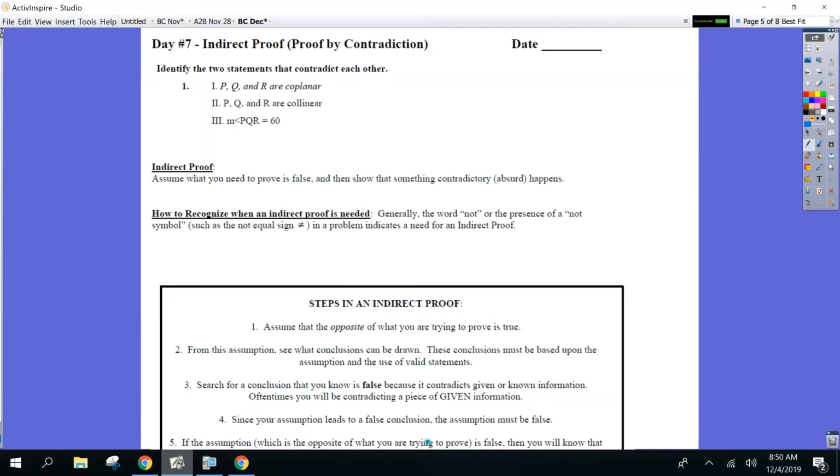Oh boy, statements and reasons still there. Statements and reasons will still be activated. You're just going to have to do those statements and reasons today. It's a little something new. Before I get into the new type of proof, do you know what contradiction means?